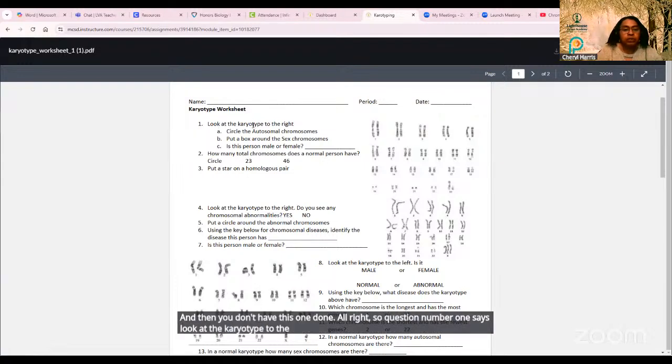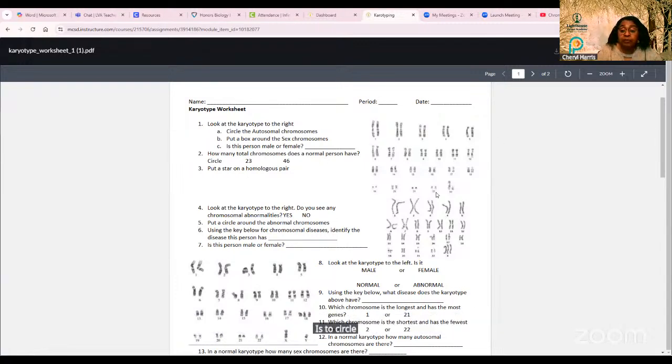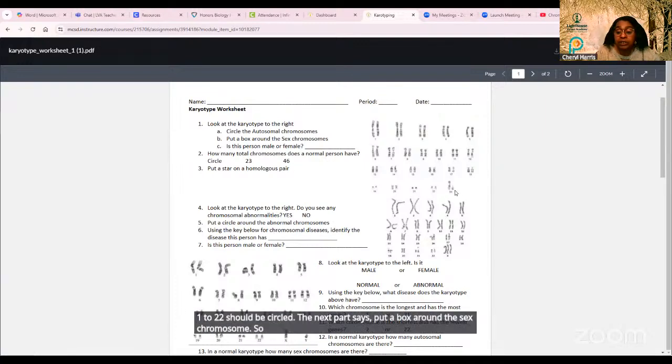All right, so question number 1 says, look at the karyotype to the right. Circle the autosomal chromosomes. So what you want to do on your worksheet, and I can't do it on mine because this is just a copy, is to circle everything 1 to 22. You want to put a circle around all of that. 1 to 22 should be circled. The next part says put a box around the sex chromosome. So on this one, it's XY. So you want to put a box around your XY.